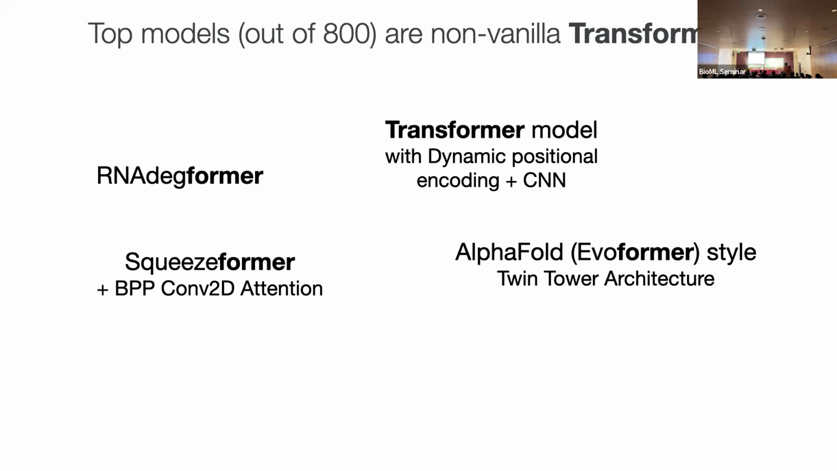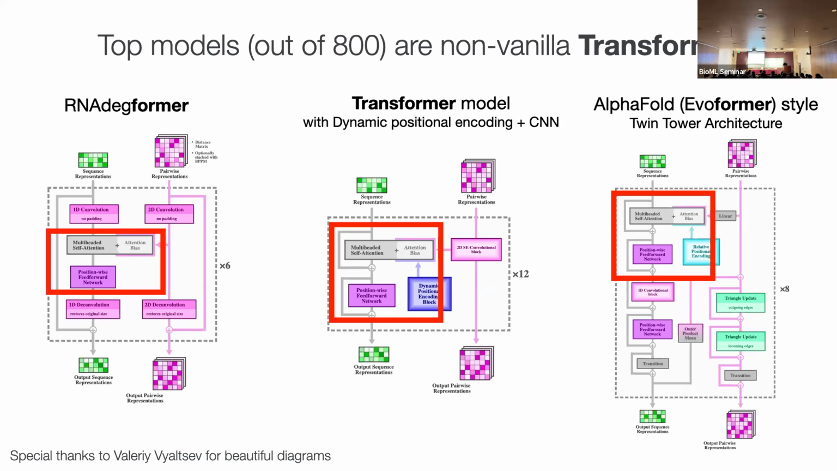I don't usually get to geek out over architecture, so I thought I would do it in this audience. I'm showing you here RNAdeformer on the left and 2 of the top Kaggle models in the middle and on the right. The red boxes highlight that each of these models has a classic transformer encoder: multi-headed self-attention in the gray box and the feed-forward network right below it.